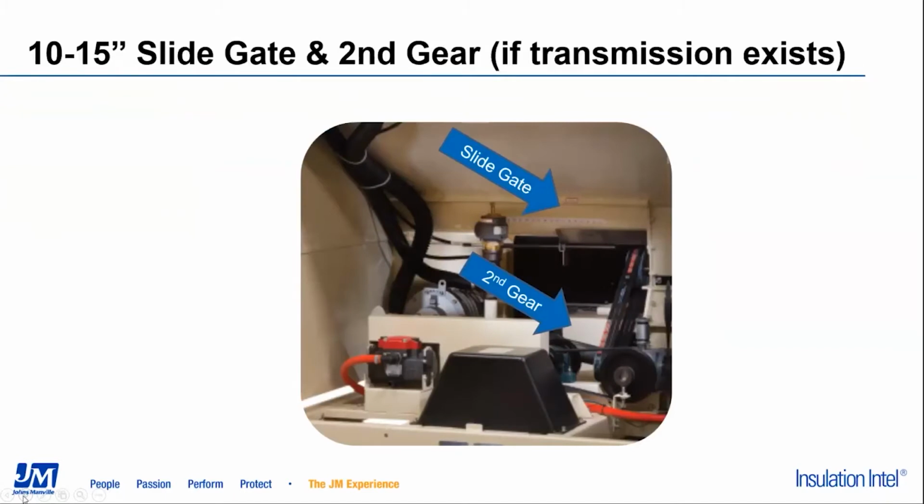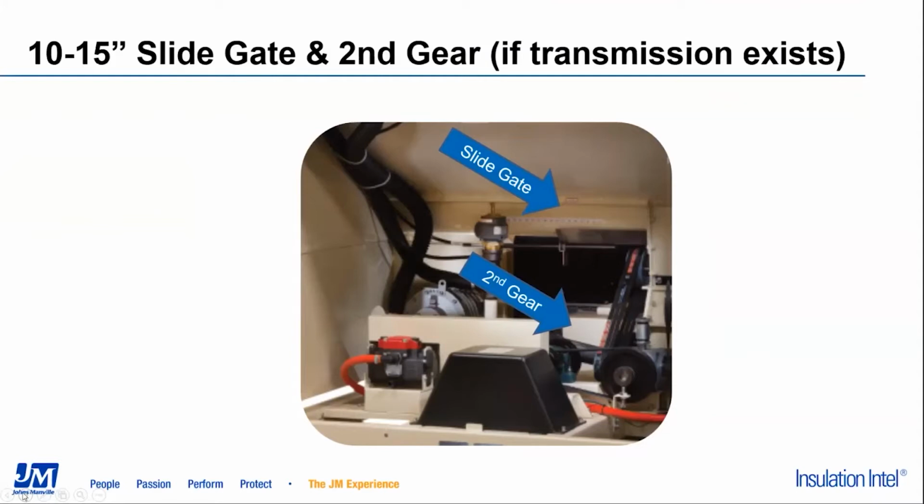After our airflow is set, we want to move on to calibrating material flow. To do this, we start by adjusting the gate. The gate controls the rate at which the material falls into the drum. On most machines, this will be between 10 and 15 inches, but it could vary depending on the design. If your machine has a transmission, make sure that it is in second gear.